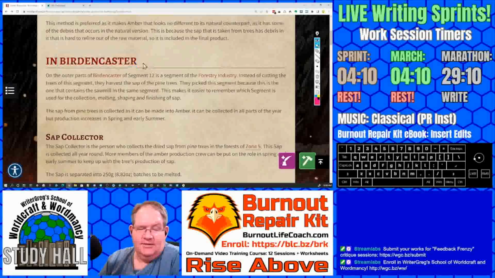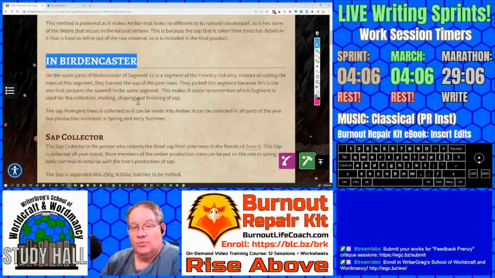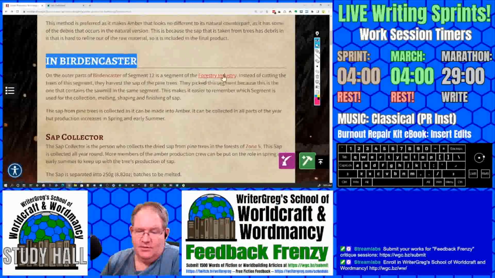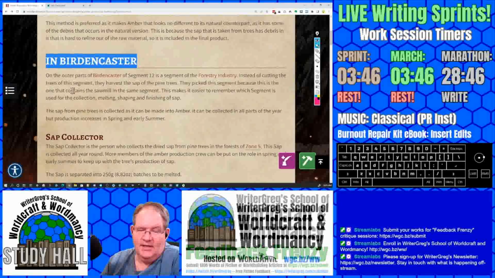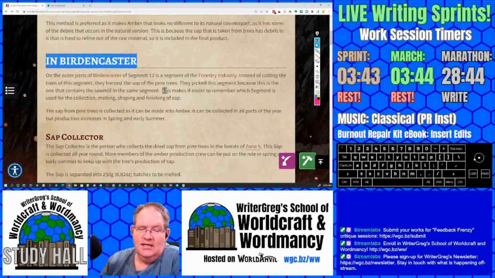In Burdencaster. All right, so now we're going to get into the world and how it does it. On the outer parts of Burdencaster, segment 12 is a segment of the forest industry. Instead of cutting the trees of this segment, they harvest the sap of the pine trees. They picked this segment because it contains the sawmill in the same segment. This makes it easier to remember which segment is used for collection, melting, shaping, and finishing sap.